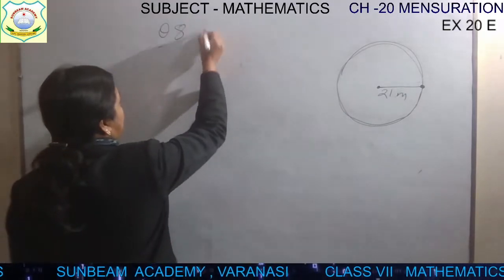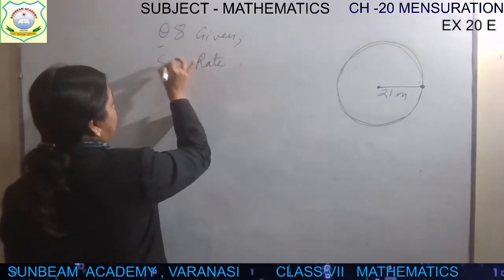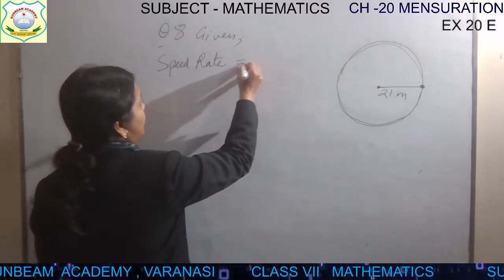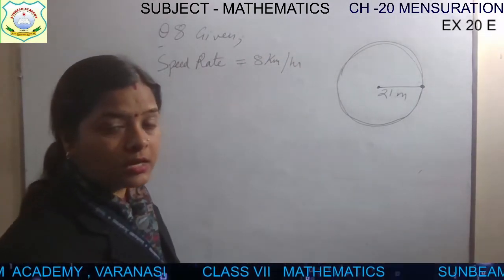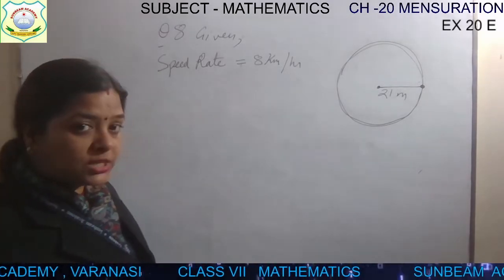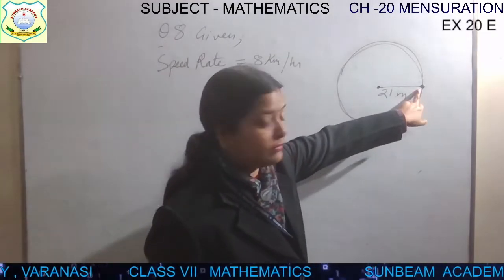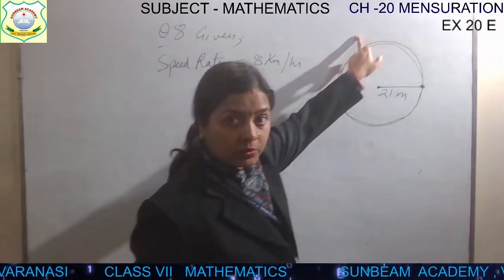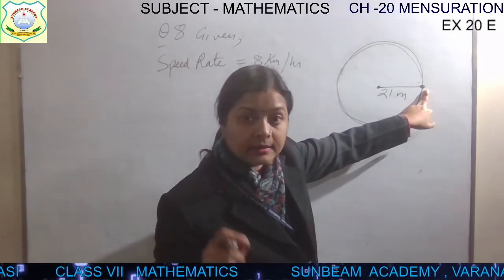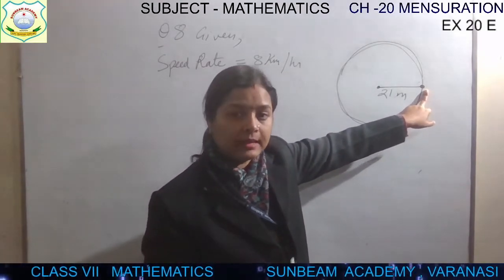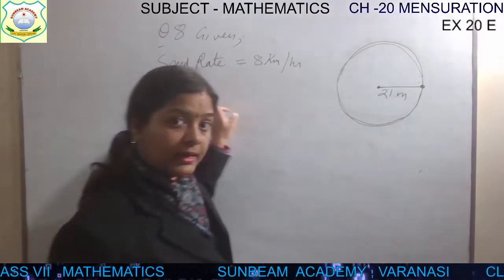Question number 8. What is given to us? Given rate, speed rate. What is his speed rate? 8 kilometer per hour is the speed. And how much distance will he cover? How much does he have to cycle? If he will start from here, then he will go one round and come back here. So it is the boundary, that is the circumference 2 pi r. What is this? 2 pi r. Total distance covered is 2 pi r, and speed is already given.